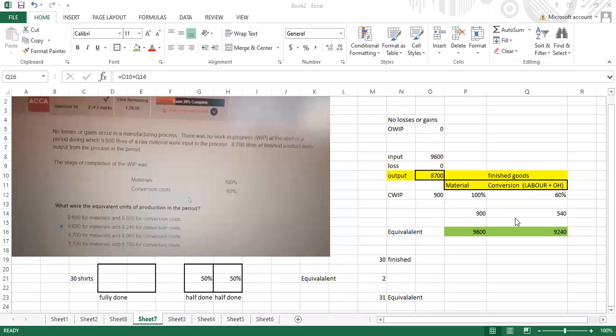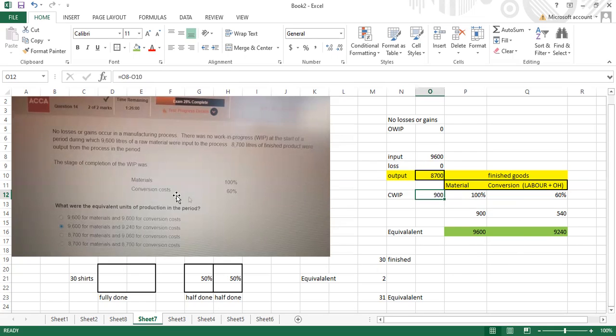See what I did. I know that you can easily do it. Input is 9,600, loss is zero, and then output is this. When you are done with it, you need to check the important figure that you need to calculate, which is the difference of input and output, because there is no loss. The difference is your closing work in progress, and the requirement is saying, what were the equivalent units of production in the period. So this is how you are going to do it.